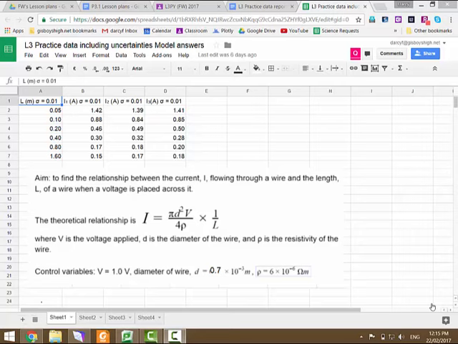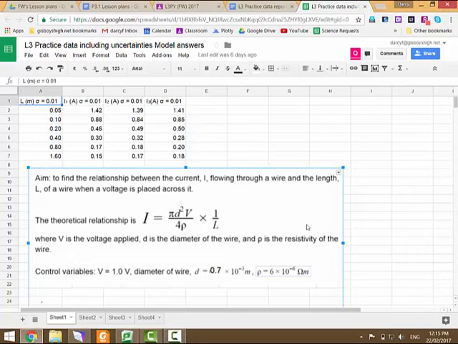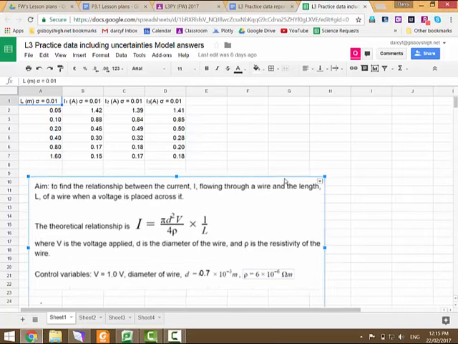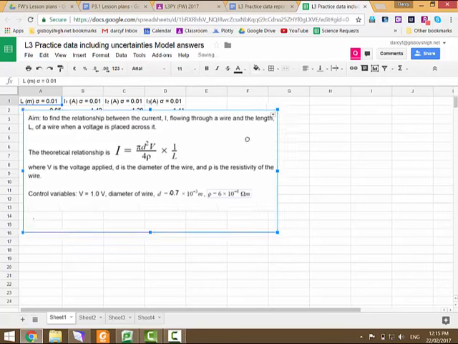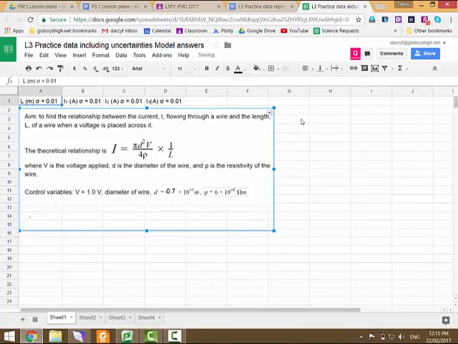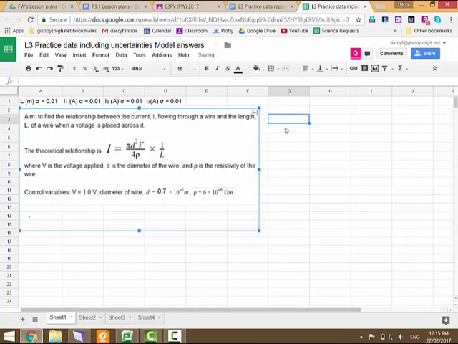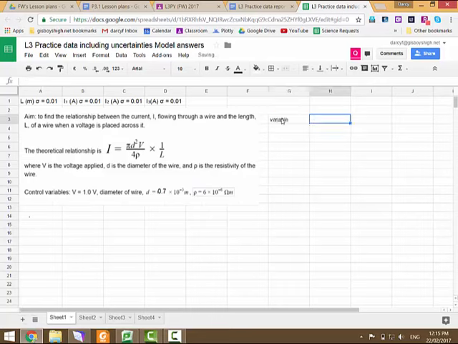Okay, so we're going to work out what the uncertainty in the theoretical gradient is using the new table method we've been practicing. So I'm going to make that a bit smaller so I can get my table. Start off with my table, a little bit smaller again. Okay, so here's my variable. There's my value. There's my sigma, my absolute uncertainty, and here's my percentage uncertainty.